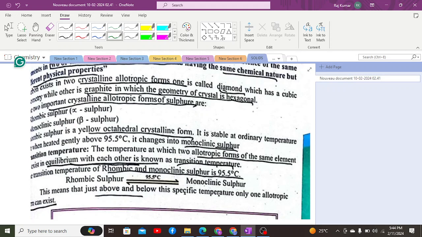The important crystalline allotropic forms of sulfur are also there, such as rhombic sulfur and monoclinic sulfur, as well as alpha sulfur, beta sulfur, gamma sulfur, plastic sulfur, and number four is amorphous sulfur, which is not mentioned in our book, but these are some crystallines. Moreover, rhombic sulfur is a yellow octahedral crystalline form. It is stable at ordinary temperature below 95.5 centigrade, and if it is heated above 95.5 centigrade, it changes into monoclinic sulfur.